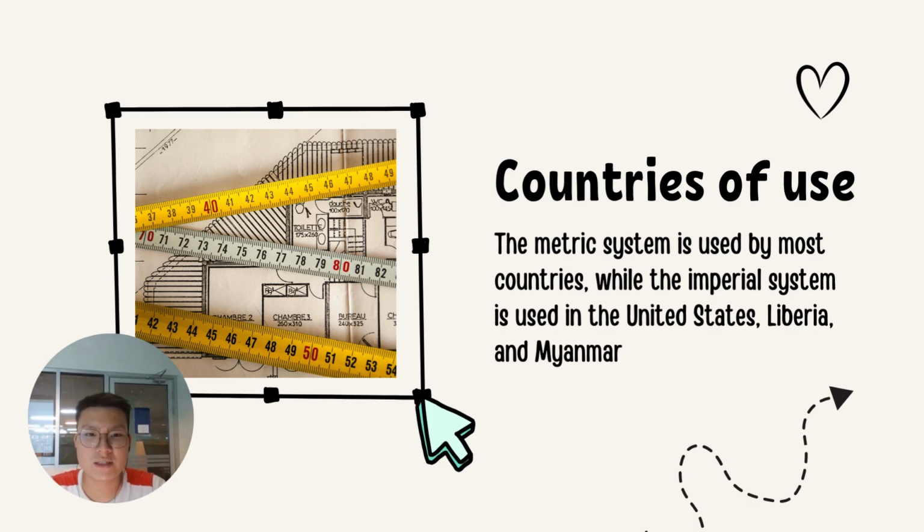The metric system is used by most countries, while the imperial system is used in the United States, Liberia, and Myanmar.